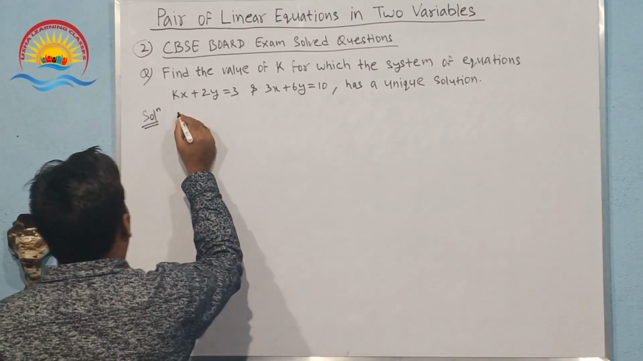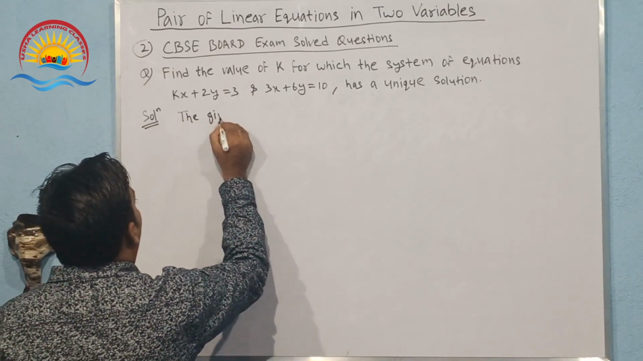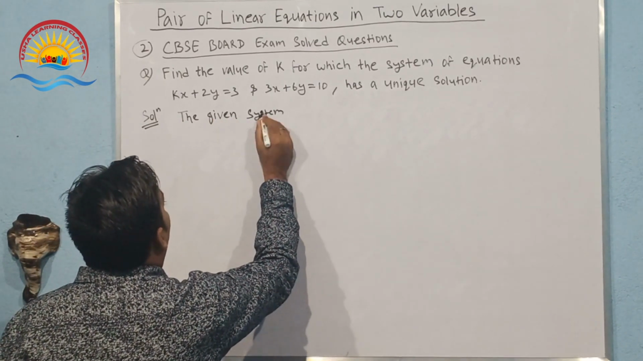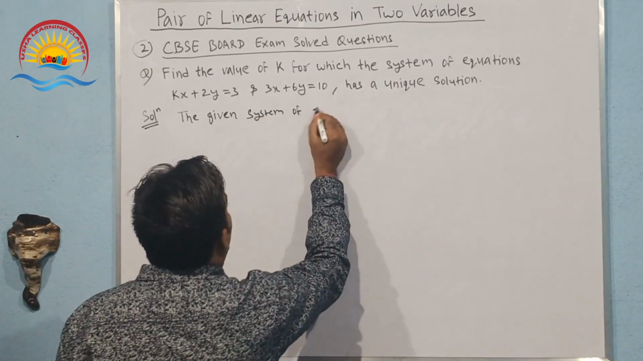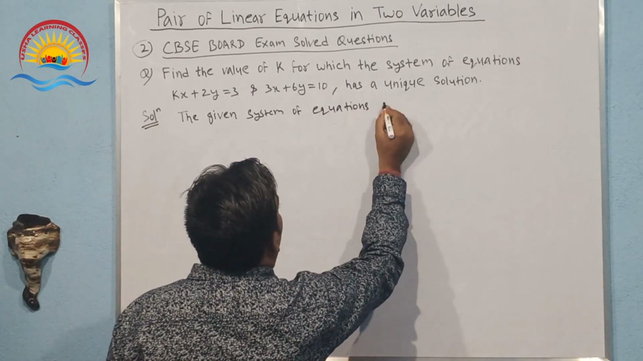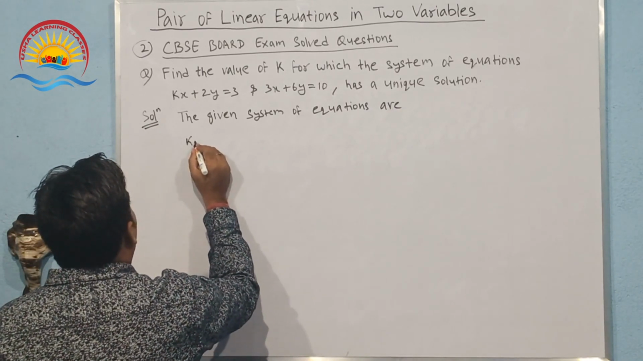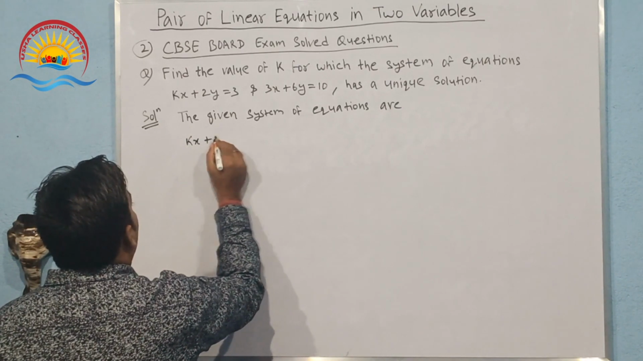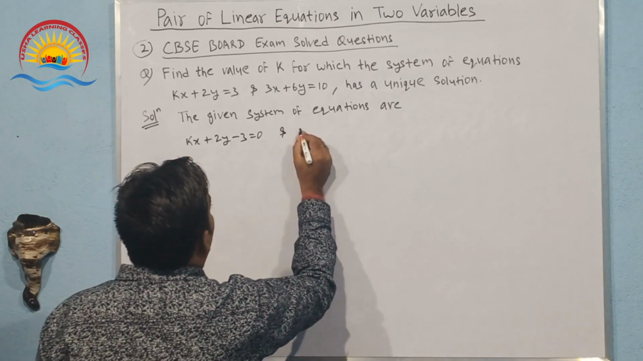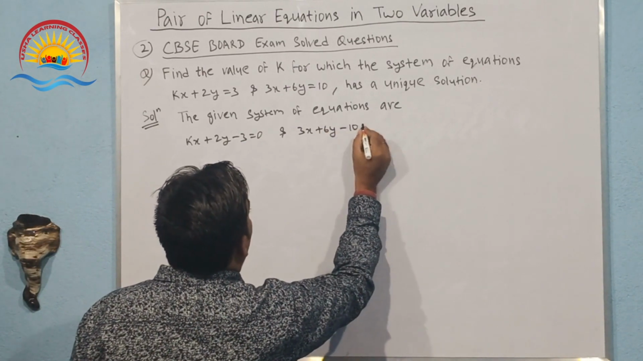The given system of equations are kx plus 2y minus 3 equal to 0 and 3x plus 6y minus 10 equal to 0.